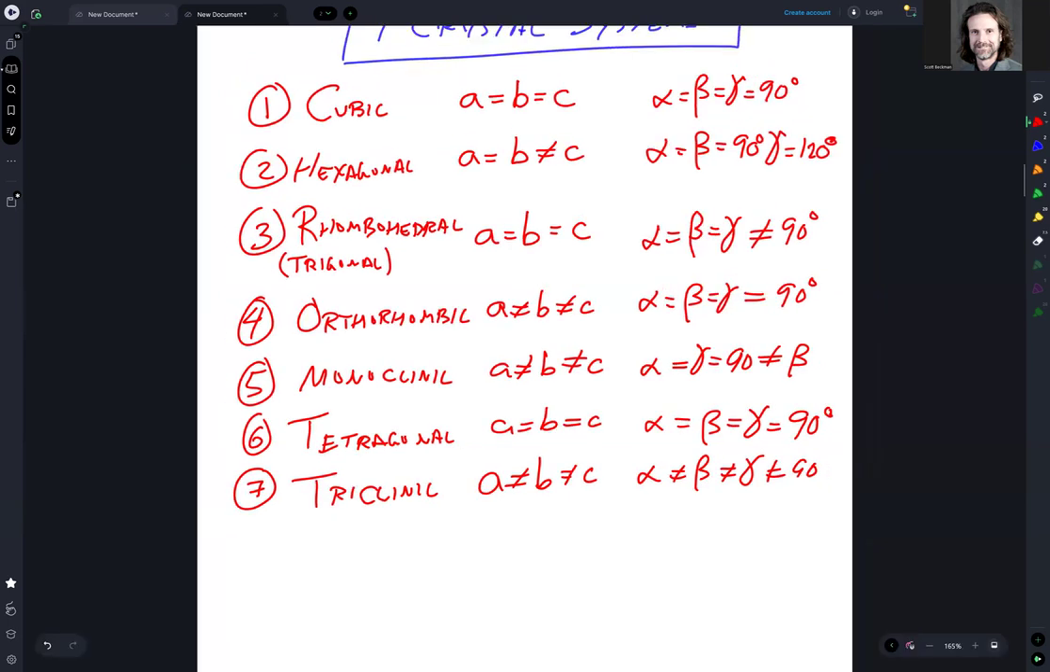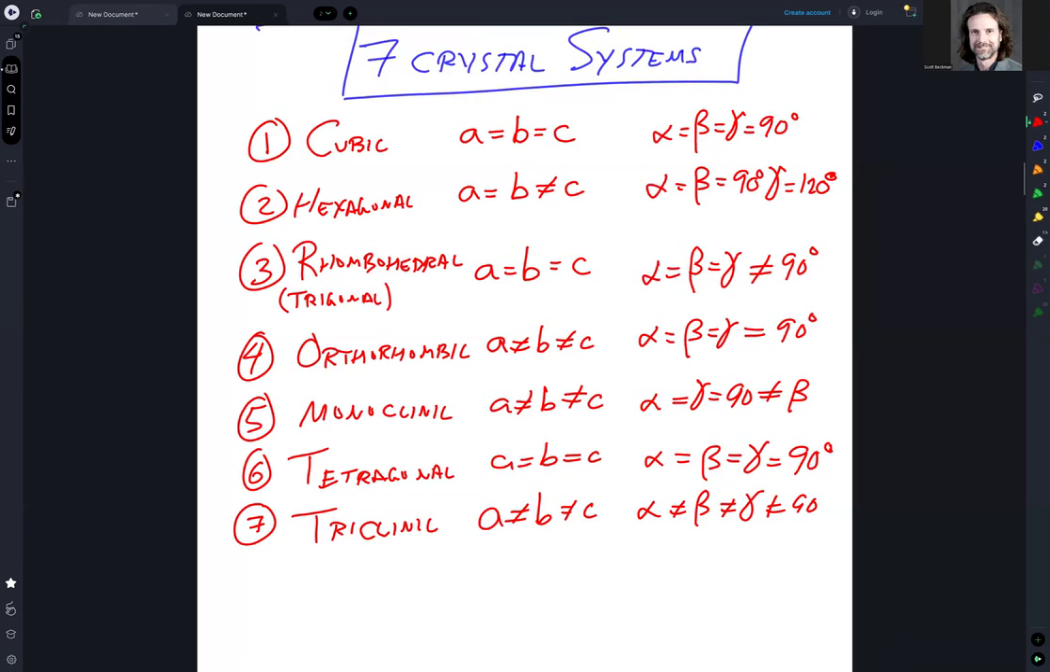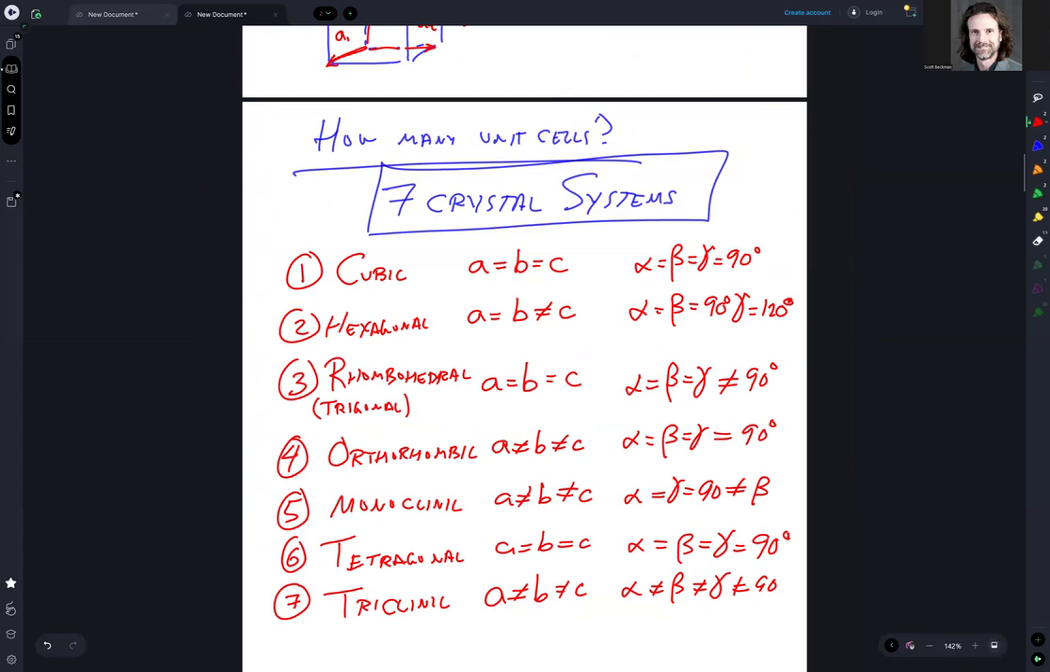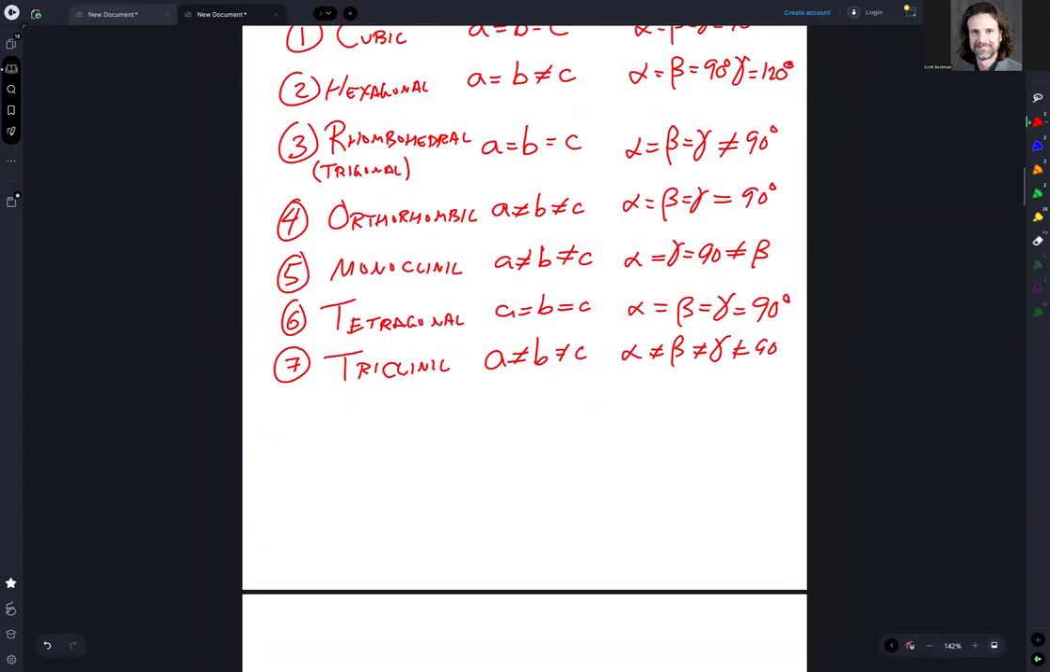So let me check that I got this right. Made at least one ordering error. And okay, yep, I got that right. So these are the 7 crystal systems, and there's only 7 crystal systems in three-dimensional space.